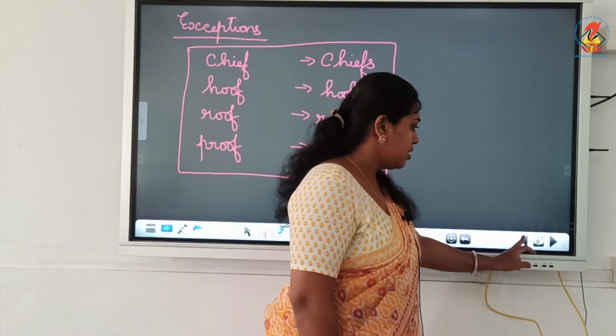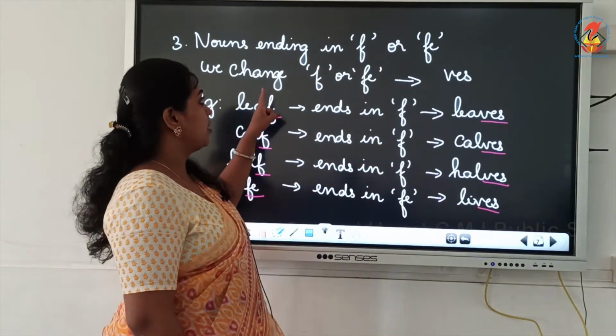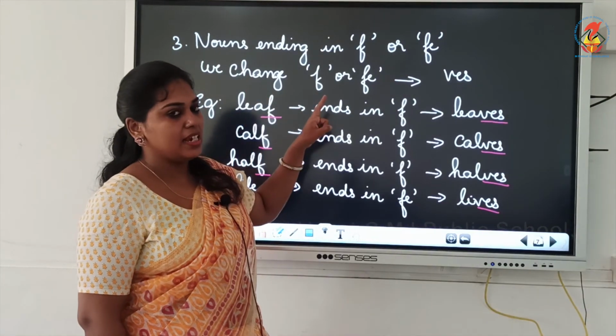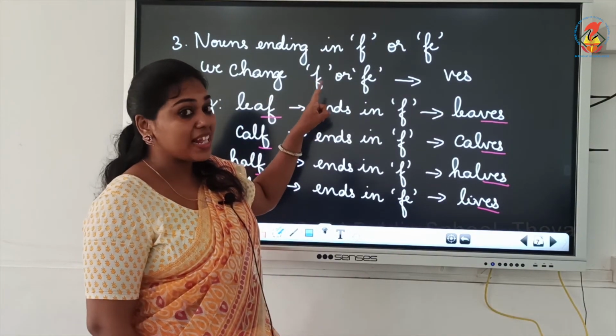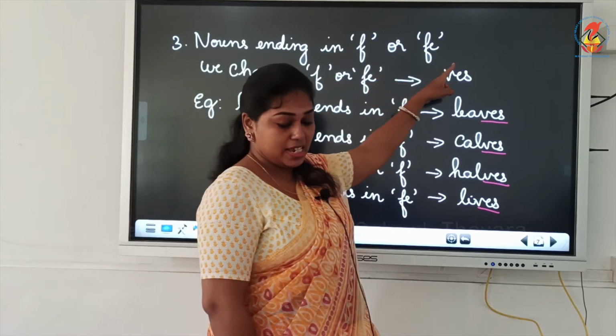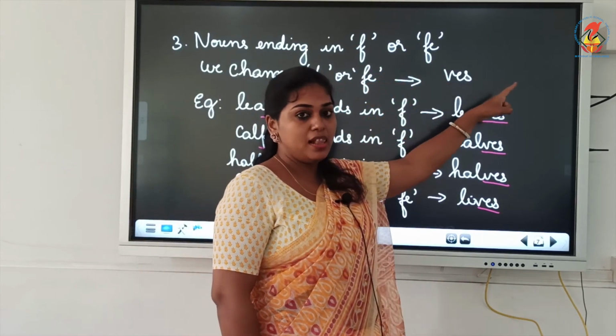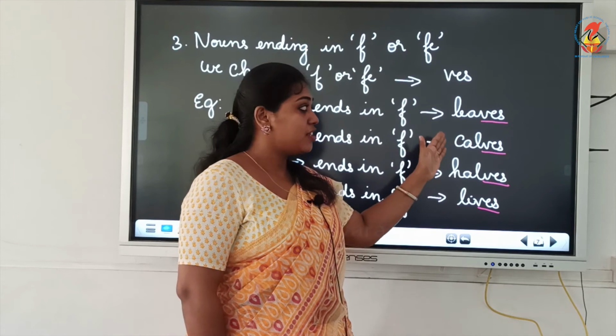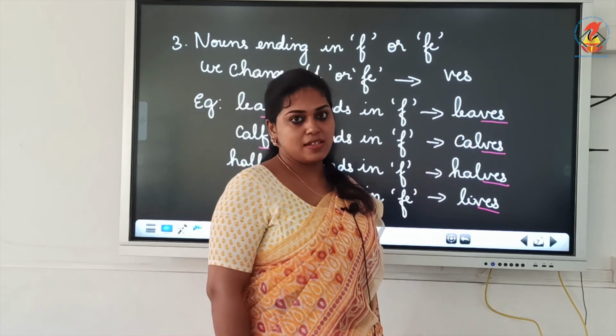Okay, children. So, once again we will just have a recap of this. Rule number 3: if the word or a noun ends with F or FE, to make it plural, we have to cut F and change it into VES. Is that clear?